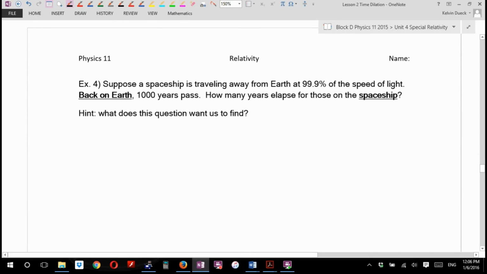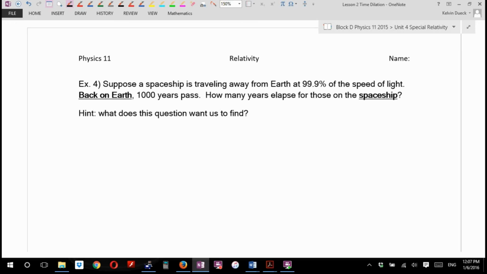Example 4. Suppose a spaceship is traveling away from the Earth at 99.9% of the speed of light. Back on Earth, 1,000 years pass. How many years elapse for those on the spaceship?